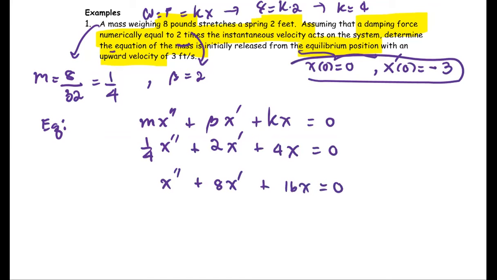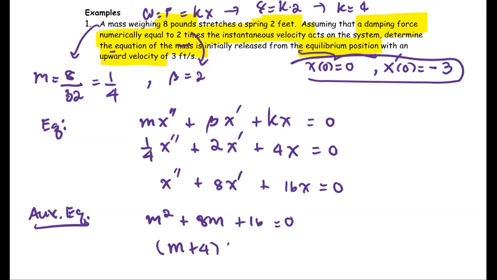And then use the auxiliary equation. Put a note here: this m is not the same m, it's just the m notation that we used in the past. The auxiliary equation is m squared plus 8m plus 16 equals 0. Looks like we have a double root here, right? That's a perfect square, m plus 4 times m plus 4. So we get repeated roots, negative 4, negative 4.